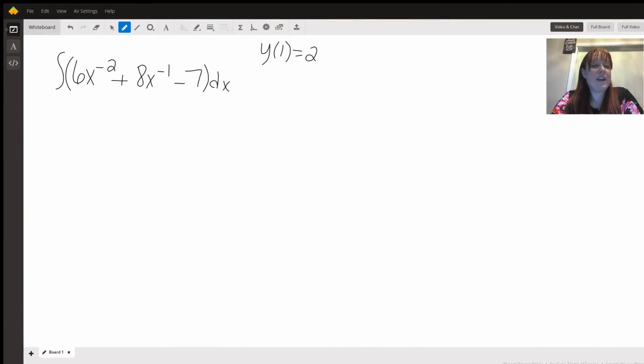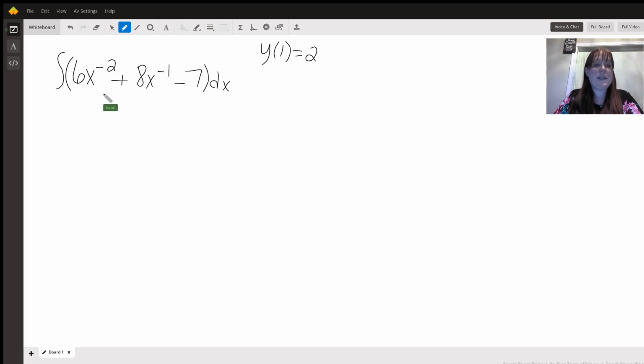We're looking for a particular antiderivative that satisfies the following conditions. So the function we're trying to find the antiderivative of is 6x to the negative 2 plus 8x to the negative 1 minus 7. And we know that when we plug in 1 to the antiderivative, we're going to get out 2. So this is going to help us find the particular solution rather than just the general solution. And that's going to help us get our plus c, really, is what we're looking for.